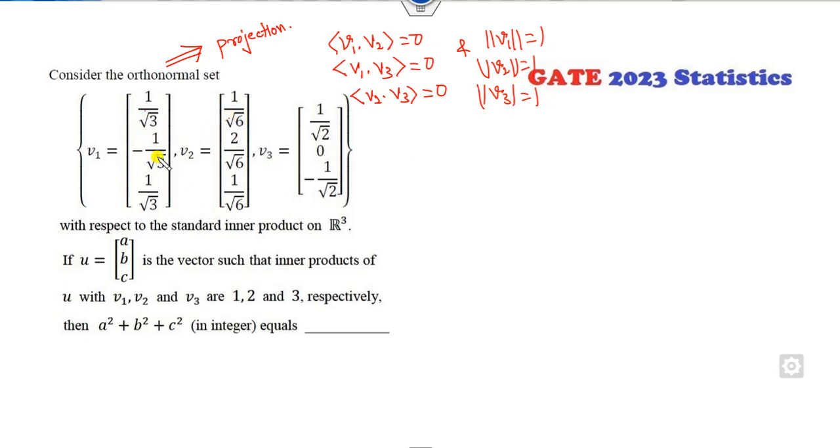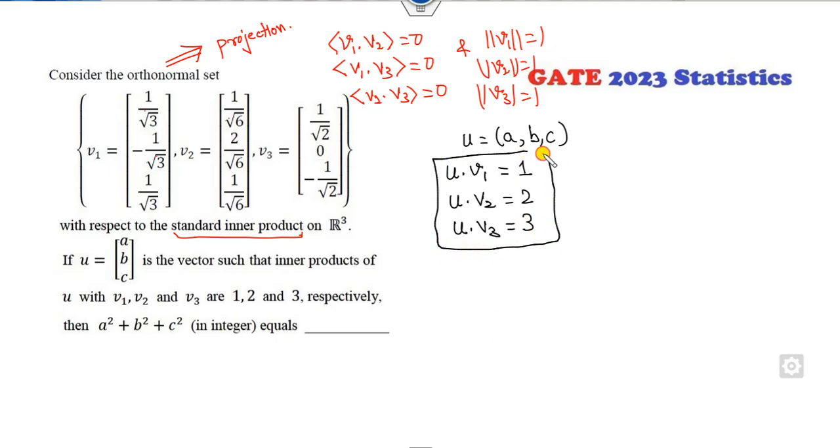You can see that 1 by root 3, 2 by root 6, 1 by root 6 cancel out. The standard inner product is given to you. U is given to you as a, b, c, such that the inner product of U with V1 is 1, U with V2 is 2, and U with V3 is 3. Then you have to find the value here.